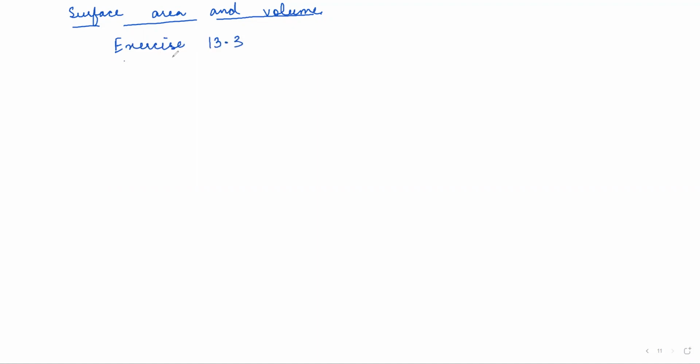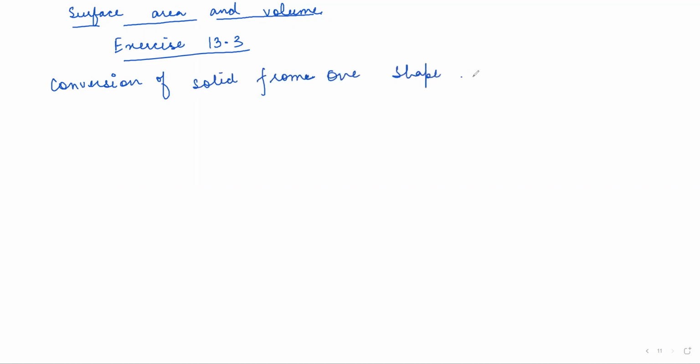Exercise 13.3 is based upon conversion of a solid from one shape to another. One shape to another means, for example, I have a cube, I melt it down and then I form it into a cone. So that kind of problems are there in this exercise. First question, let us take the first question.